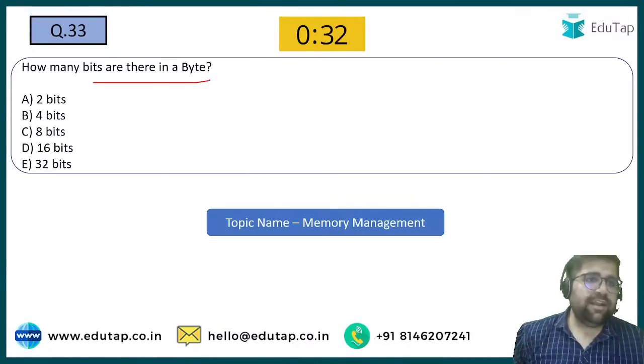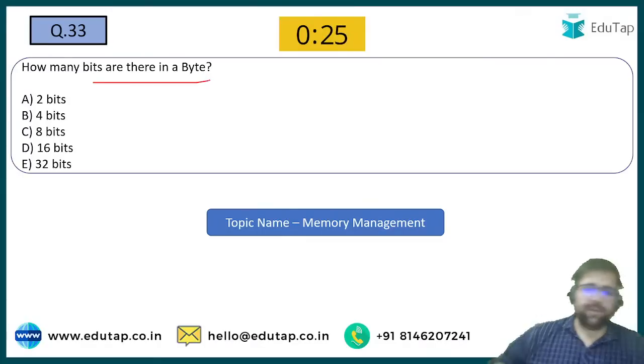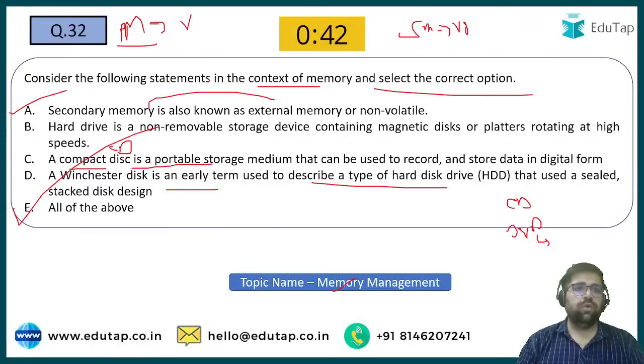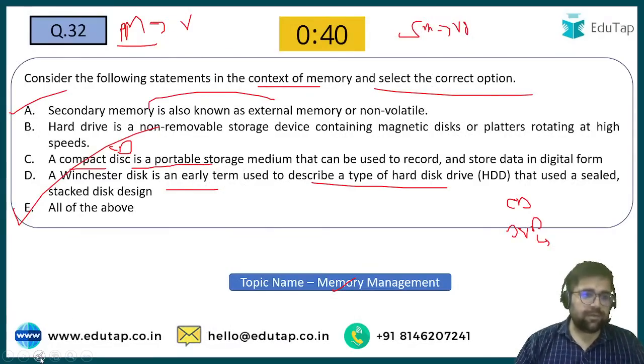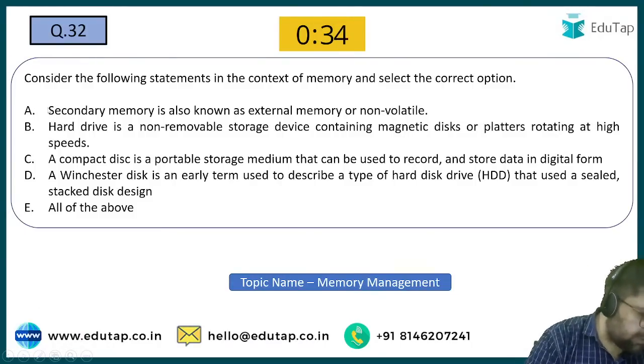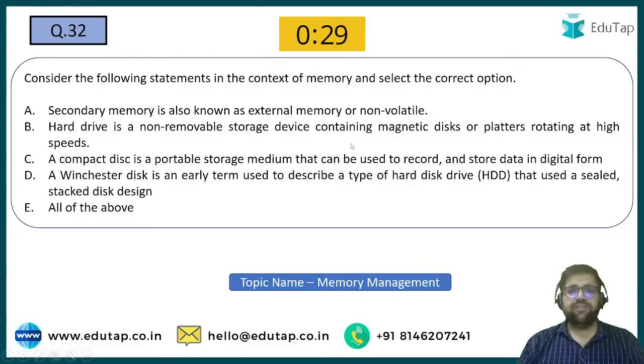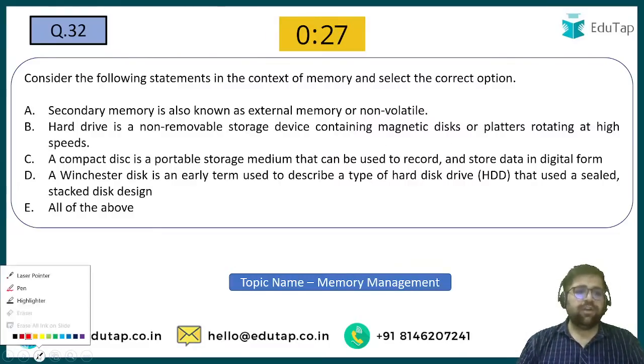Question number 33. Yes, now let me go back to question number 32. Let me erase the screen. So option number B, right? You were asking option number B. Yes. Hard drive is a non-removable storage device containing magnetic disk. Now, what is the doubt over there?